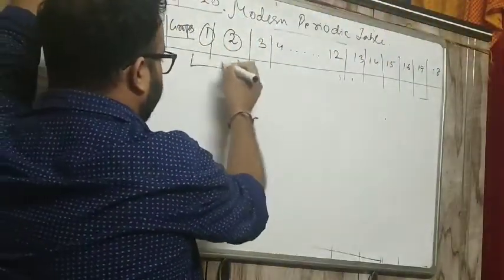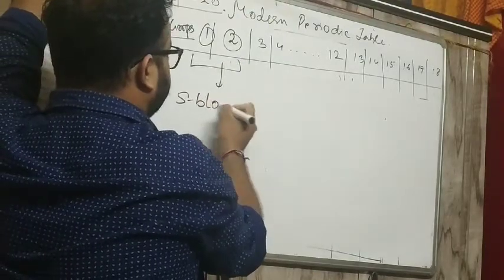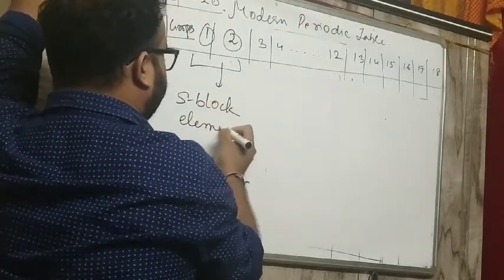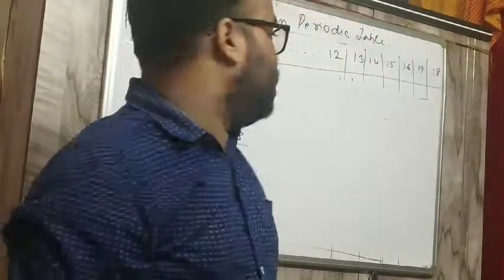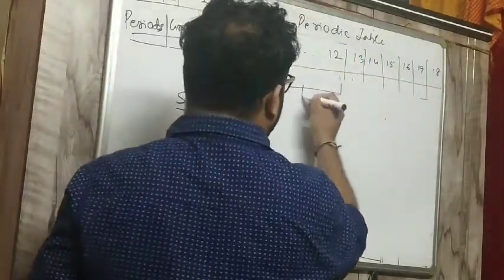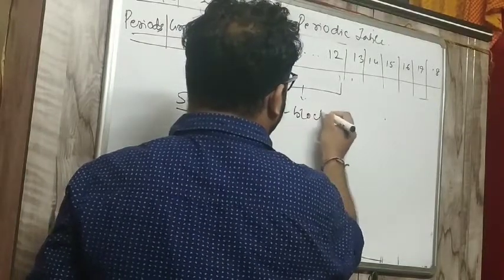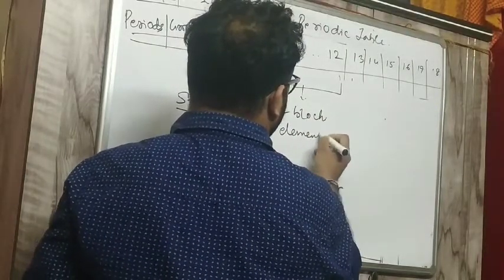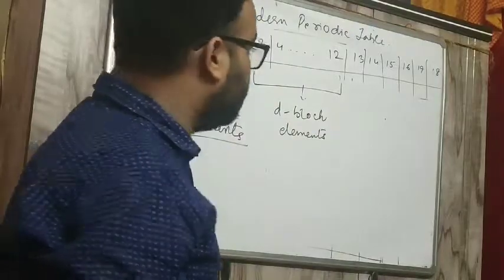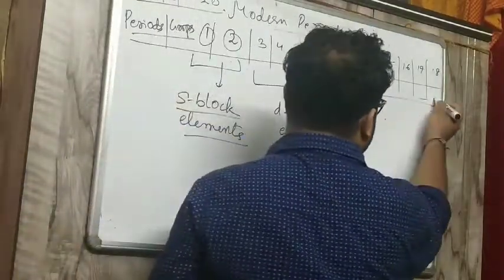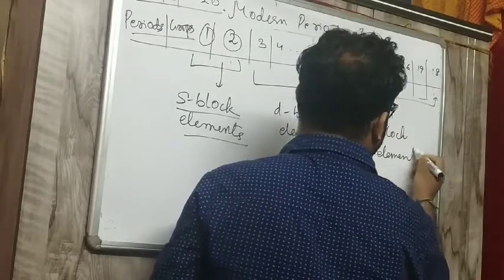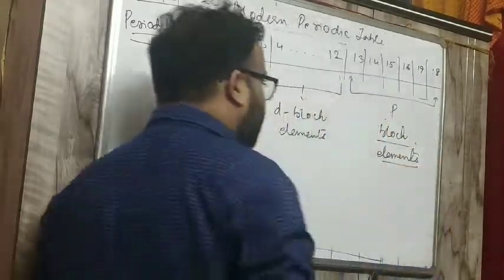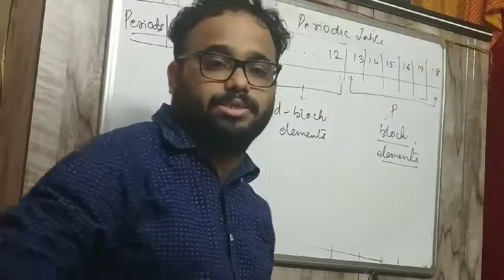Group 1 and group 2 are called S block elements. They are given the name S block. You will learn more in class 11. Group 3 to group 12 are known as D block elements. Group 13 to group 18 are known as P block elements.